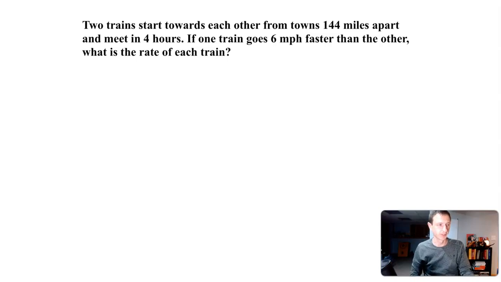Got an exciting problem today. Two trains start towards each other from towns 144 miles apart and meet in 4 hours. If one train goes 6 miles an hour faster than the other, what is the rate of each train?